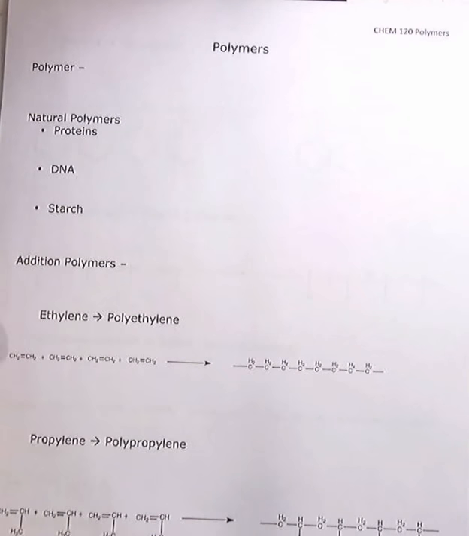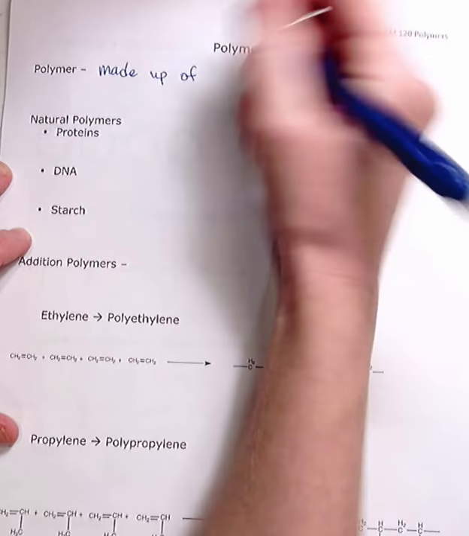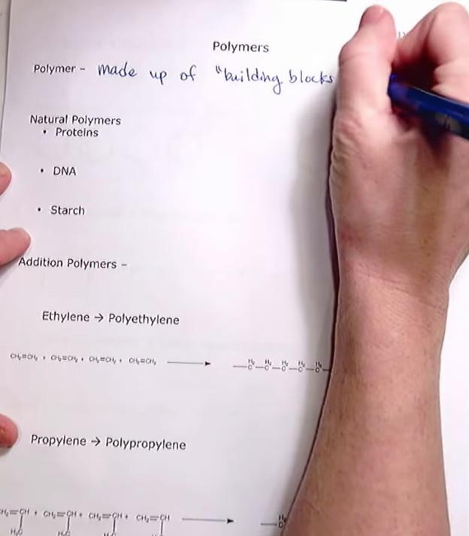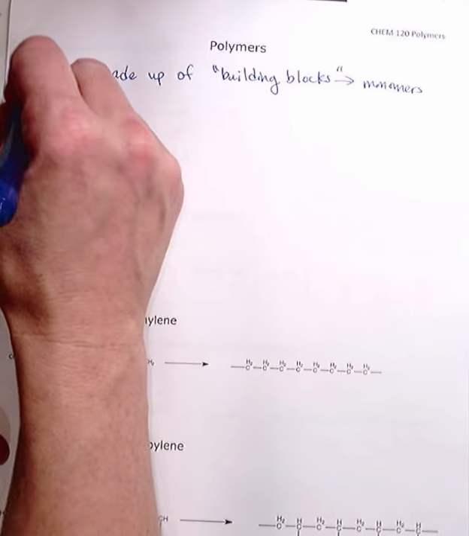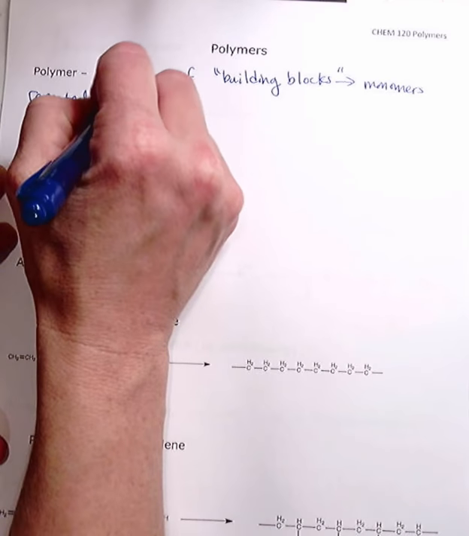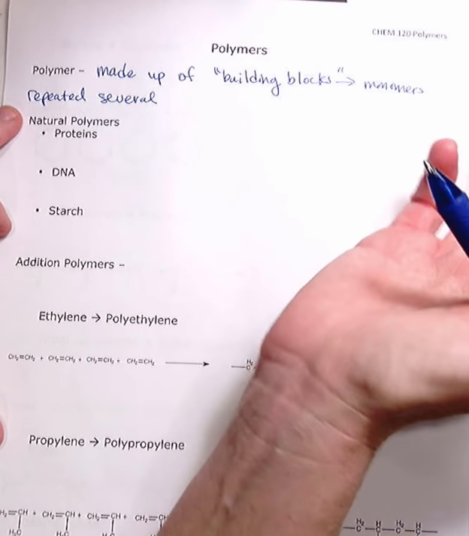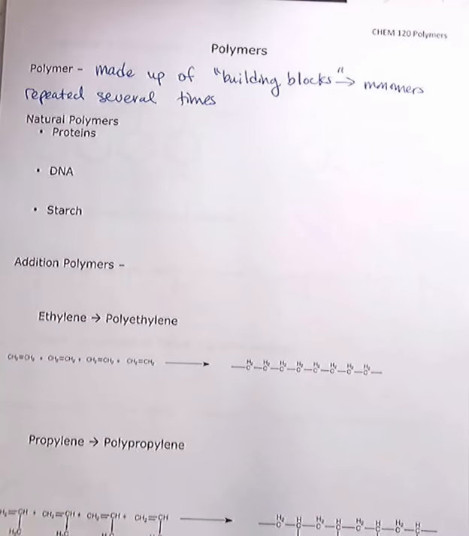So, a polymer is made up of monomers, which are repeated many times. A polymer is made up of, I'm going to say, building blocks. And those building blocks are monomers. They are repeated several times. Several hundred times, several thousand times, several million times. It depends on the polymer you're talking about. Polymers can be man-made or naturally occurring.